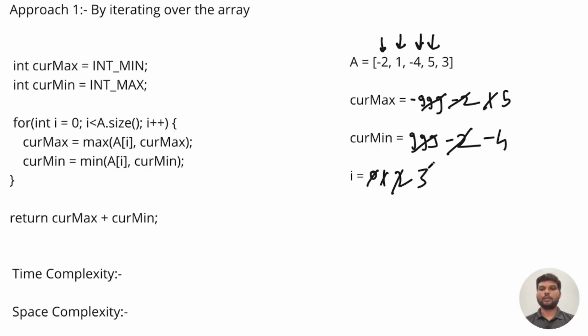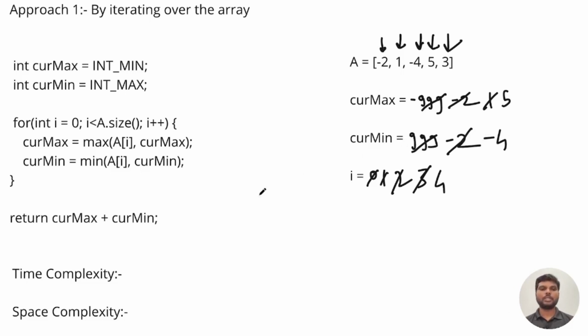Okay, after that we will increment I again. So I will now point to the last element. We will check which is the maximum between 3 and 5. 5 is the maximum, so we will keep the value 5 as the current max. And then we will check which is the smaller number, -4 or 3. Well, -4 is the smaller number, so we won't be changing the value of current min either.